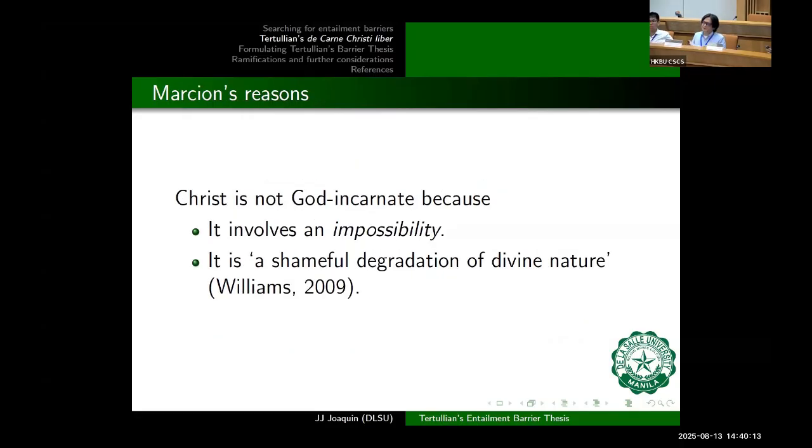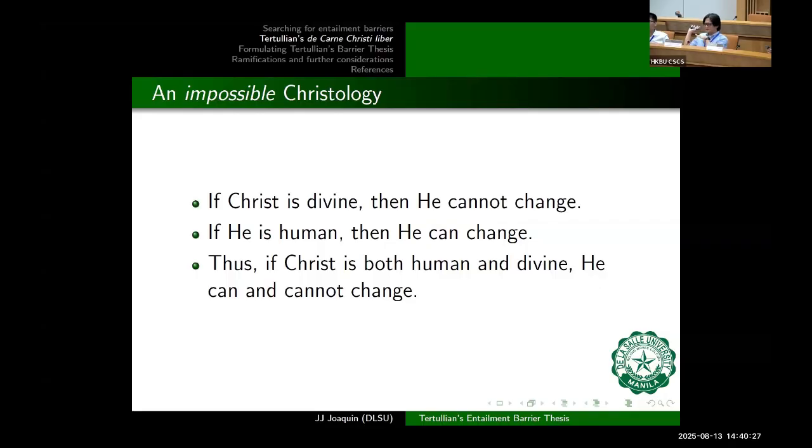All right, so what are Marcion's reasons for saying that God is not God incarnate? Well, because it involves an impossibility, and it is a shameful degradation of divine nature. So here's an impossible Christology. If you're familiar with the work of J.C. Beall on contradictory Christology, he has this kind of argument. If Christ is divine, then he cannot change, being God. If he's human, then he can change. Then you have a contradiction implied by those two theses. So for Marcion, this is an impossibility, so we can't have the thesis that Christ is human.